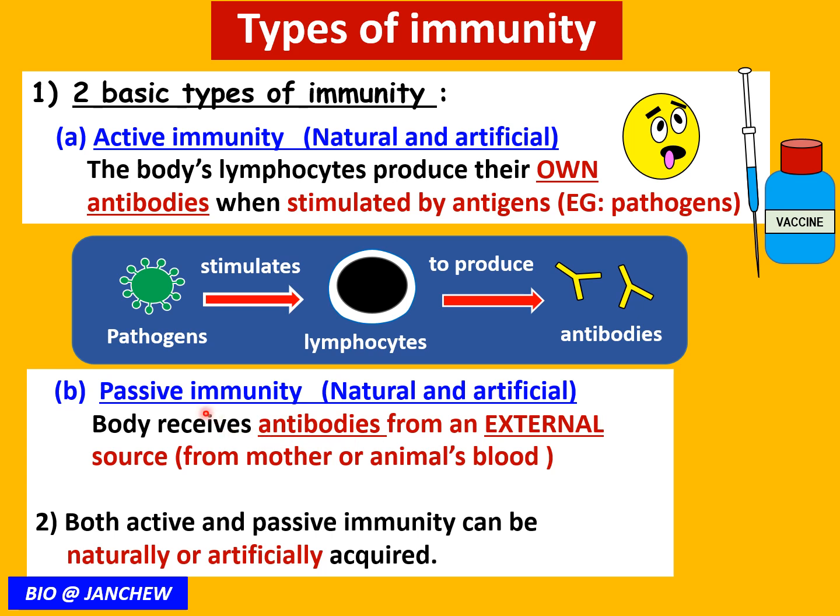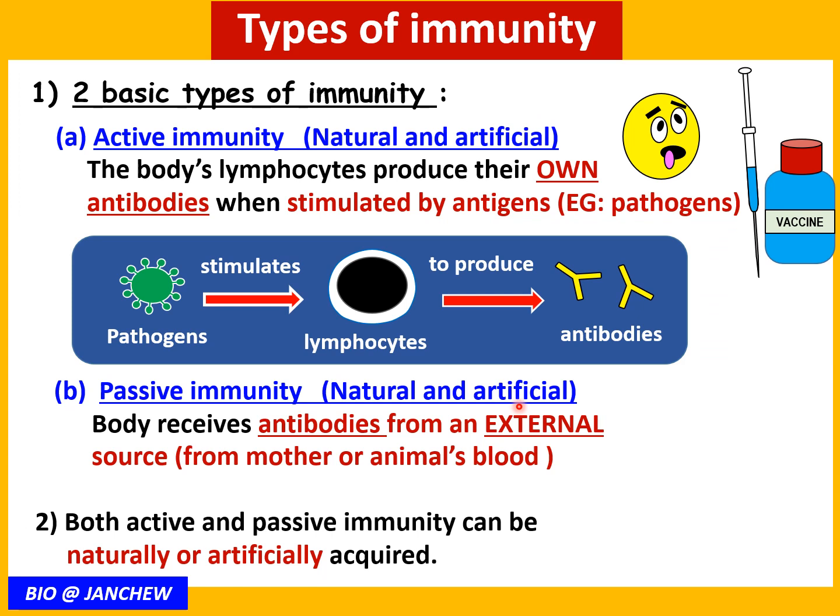Okay, so passive immunity can be divided into natural passive immunity and artificial passive immunity. In natural passive immunity, the word natural here means that it was acquired through natural means, such as when the mother breastfed the baby. The baby will receive the maternal antibodies from the mother, right?